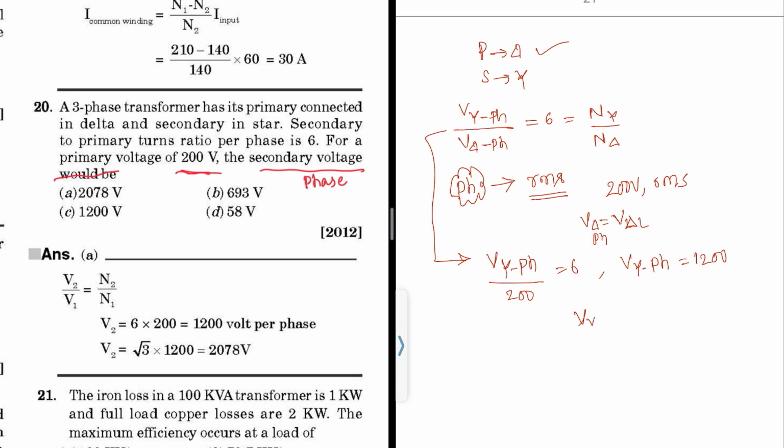So V star line voltage equals root 3 into the phase voltage 1200, which results in 2078 volts. There is no need to calculate this, because in the options, the only voltage greater than 1200 is option A. So you can answer that directly.